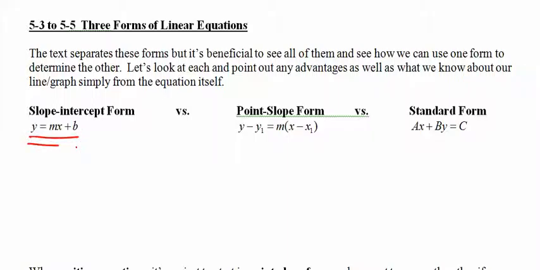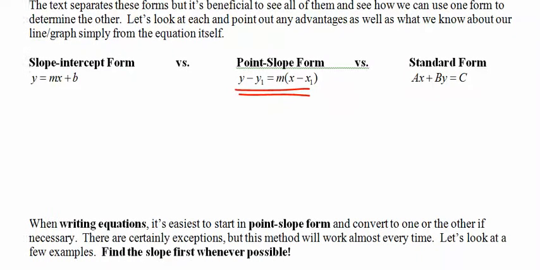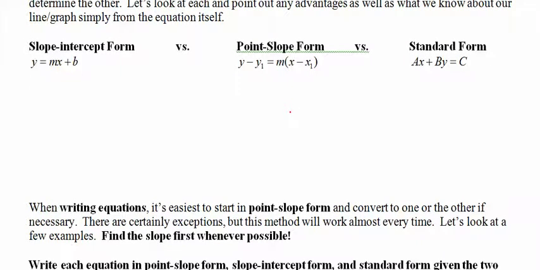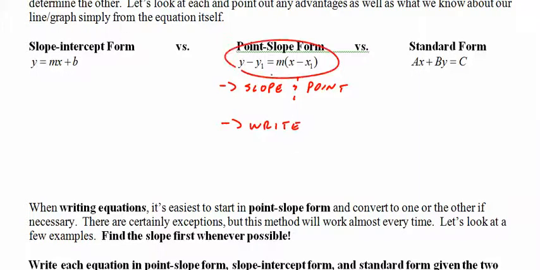Y equals mx plus b means that slope is m and the y-intercept is b. And then point-slope form, which is the least known and the most handy. So what are some advantages and disadvantages? Well, this one, if you have the slope and a point, it's very quick to write. It's also very quick to go backwards, and most people don't understand it's just slope.